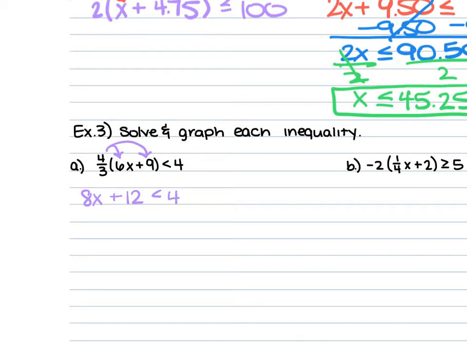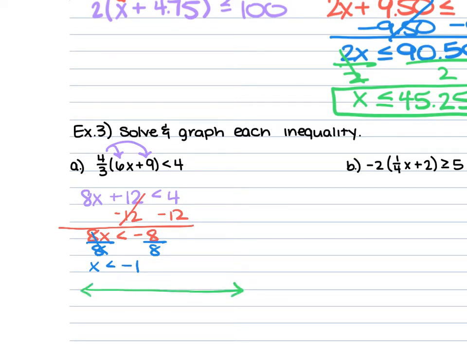From here, we're going to move that 12 over, we subtract it from each side, so 8x is less than -8. Then we divide each side by 8, and get that x is less than -1. So on our number line, we're going to have 0, -1, and -2. We're going to have an open circle on that -1. Our line points to the left because our sign points to the left, and our variable comes first.